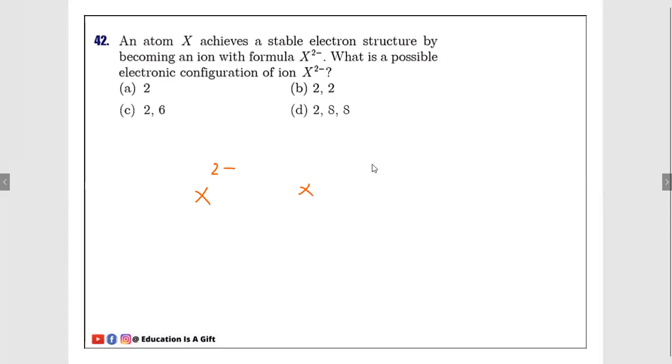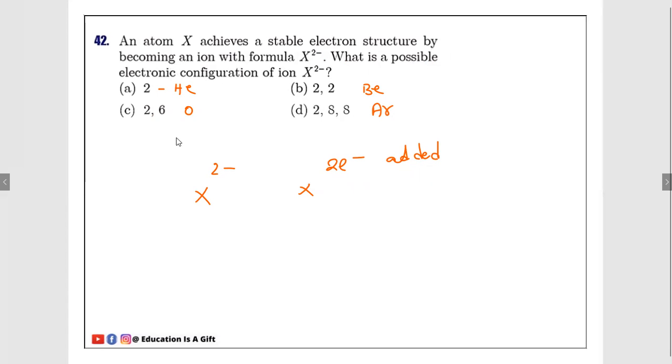X2 minus, in the sense 2 electrons got added. Now what is the possible answer they are asking? If you observe the 4 options, you have number 2, that is helium, and 2 comma 2, that is beryllium, and 2 comma 6, that is oxygen, and 2 comma 8 comma 8, that is 18, argon. And they are saying that X minus 2 achieves stable electronic configuration, stable electronic structure.